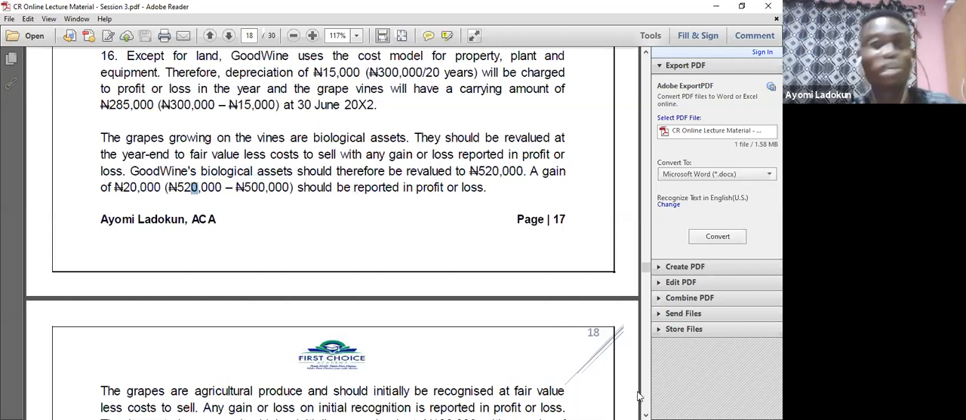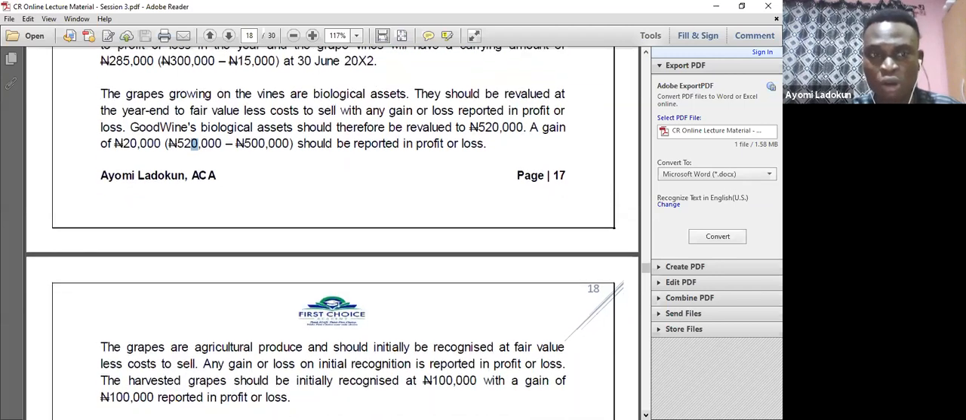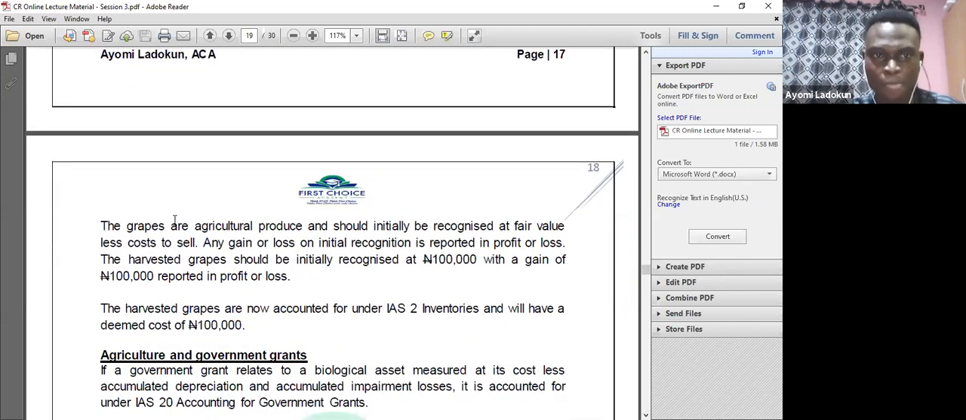Now, the question already told us that we should ignore cost to sell. So the grapes are the agricultural produce, and should be initially measured at fair value less cost to sell. So when you want to harvest, you have to initially measure it at fair value less cost to sell. Then you report it in P&L. So the harvested grapes you initially measure at 100, because they said out of that 500, 100,000, it was only 100. So you record it straight.